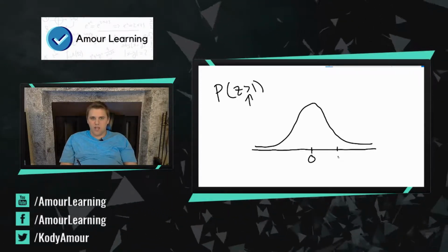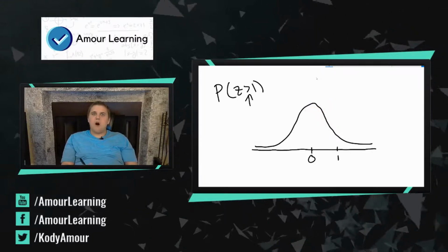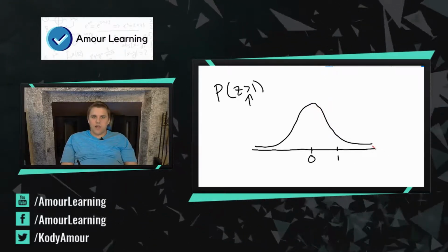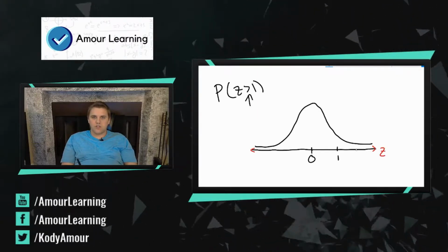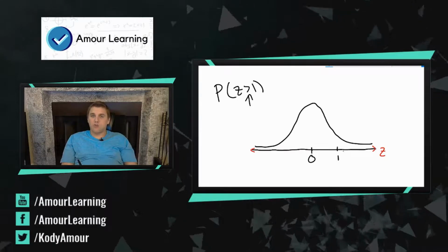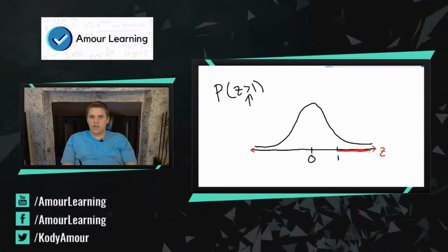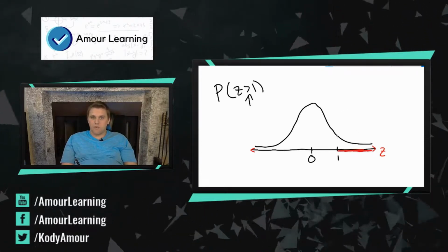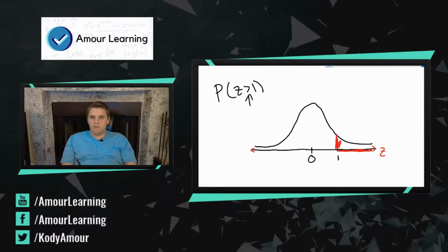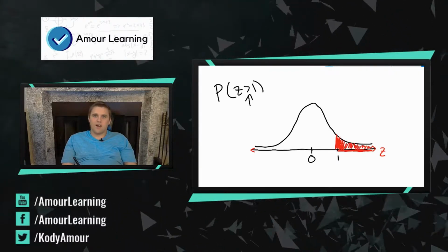So 1 is right there, let's say. When I talk about all the values that are greater than 1, these right here on this number line, these are all my z-scores. Which values are greater than 1? Basically all of these values right here. And so the probability that z is greater than 1 would be represented by the area above that region, which is this area right here.